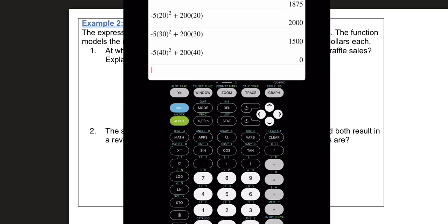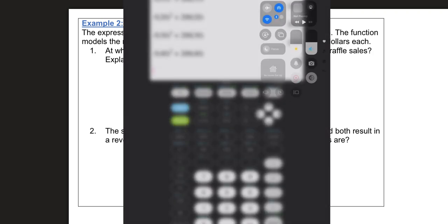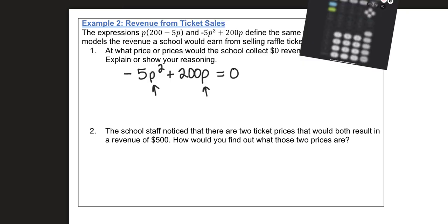Okay, so now we're back down at 0. So if I sell the tickets for $40, we would also not make any revenue in that case because they would be too expensive. So our answers would be $0 and $40, okay? $0 would be not enough money and $40 would be too much money.